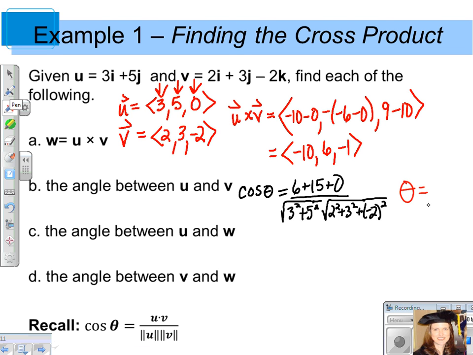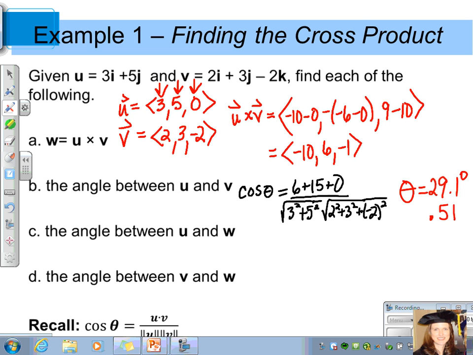So theta would equal, you end up with a numerator of 21, and this is square root of 34, square root of 17. Use a calculator to find that the angle is approximately 29.1 degrees. In radians, that is approximately 0.51 radians. Let's find the angle between U and W.